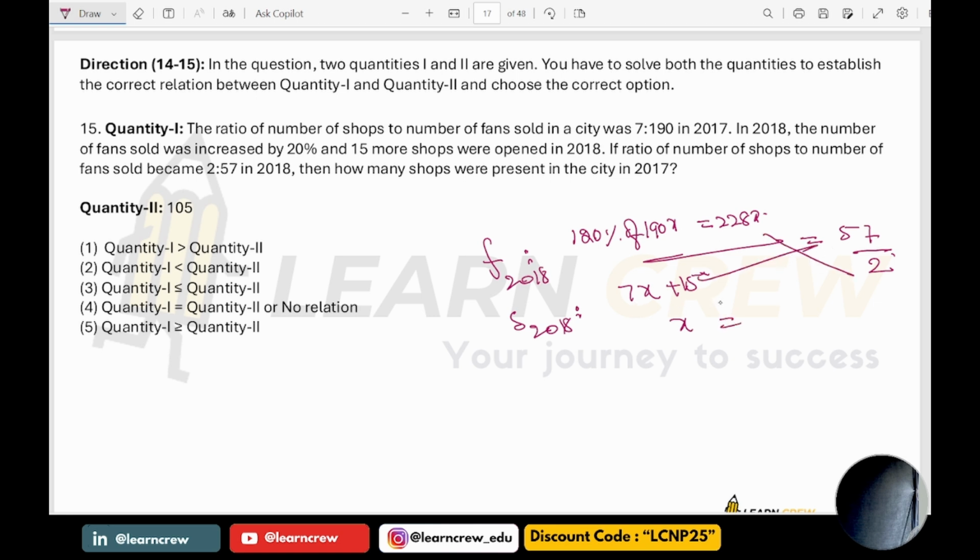I will get here 8x is 7x plus 15. Thereby x is equal to 15. X is equal to 15 means in 2017 the total number of shops is how much? 7x, which is 105. Quantity 1 is 105. Quantity 2 is also 105. So the answer is quantity 1 is equal to quantity 2.